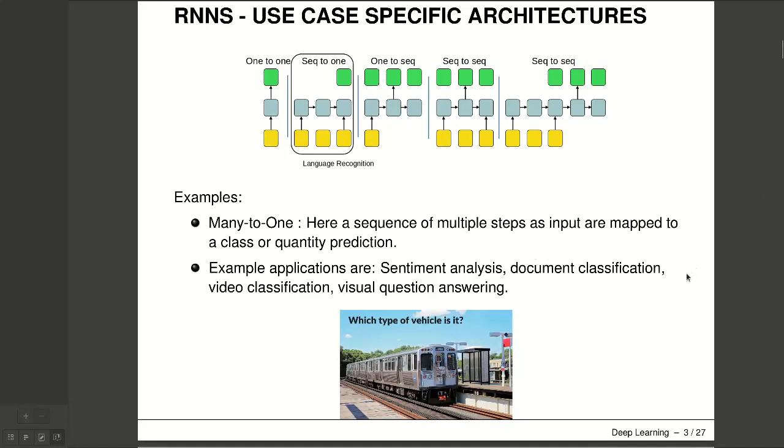Similarly, we can think about document classification or video classification, when we have different video frames as an input but we would like to analyze the whole video together. Or, for example, 3D image processing, when we would like to classify MRI images into one label. Visual question answering is also another example and use case which we can put in this category.